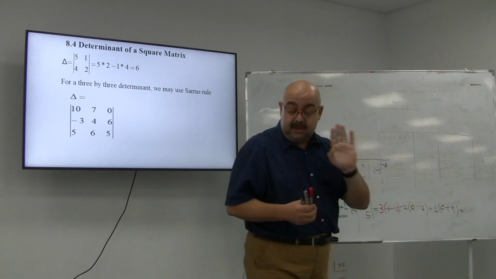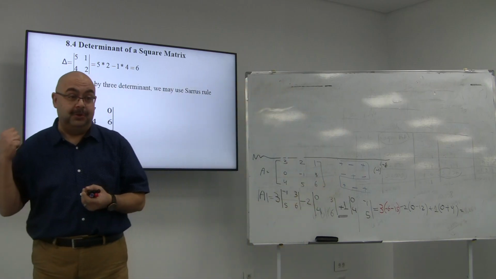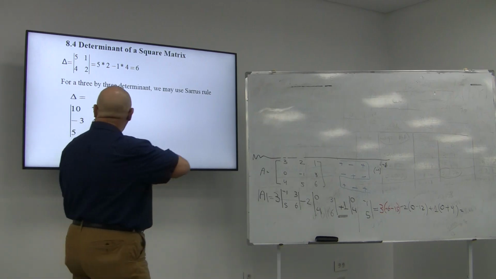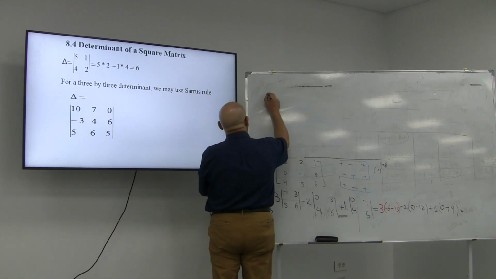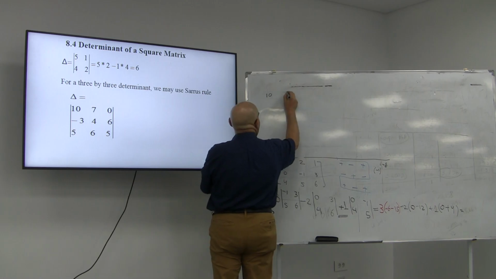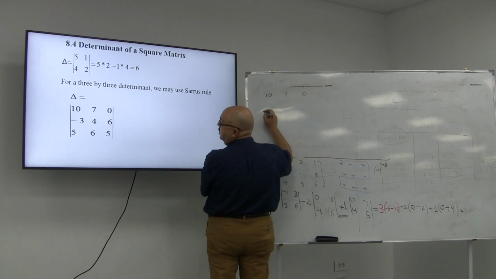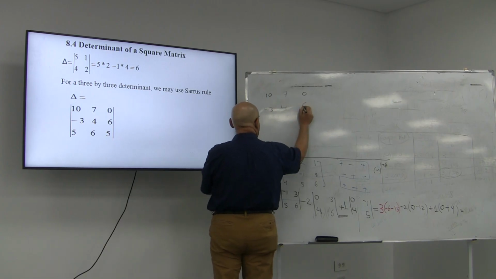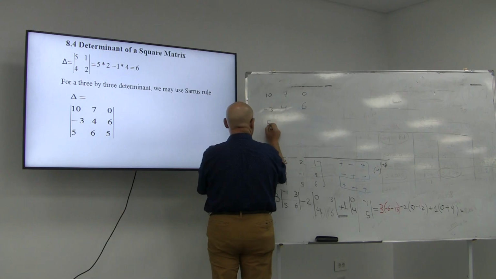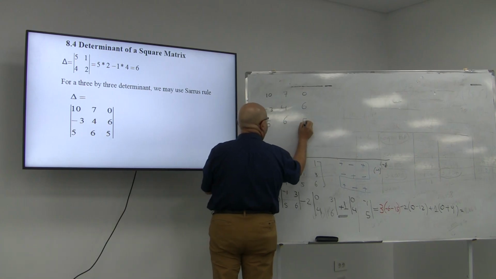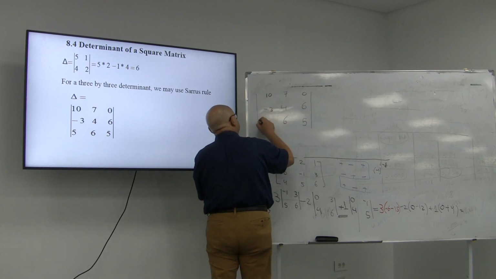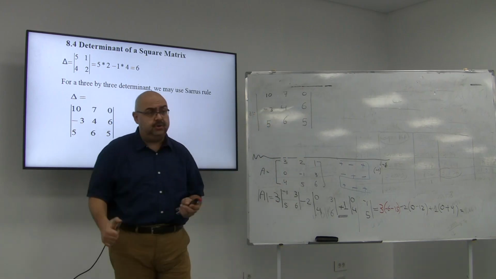But for the time being, I want to introduce Sarrus's rule. This is why I'm giving you Sarrus's rule. Let's go through the numbers. It's 10, then 7, 0, then -3. I will have 4, 6, then 5, 6, and 5. This is the matrix which is 3 by 3. Now I'm trying to get the value of this determinant of A using Sarrus's rule.